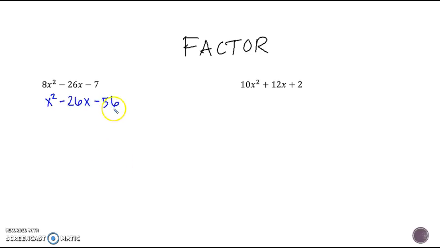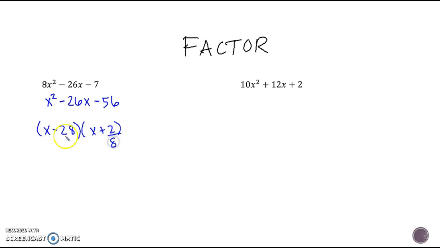Now I've got to look for numbers that multiply to negative 56 but add to negative 26. Now I know that half of 56 is 28. So if I have a negative 28 and a positive 2, that's going to give me negative 56 and negative 26. So I've got x minus 28 times x plus 2. I can't leave it like this because that's not going to get me back to my original. I moved my a to become part of my c, and now I've got to take it back out.